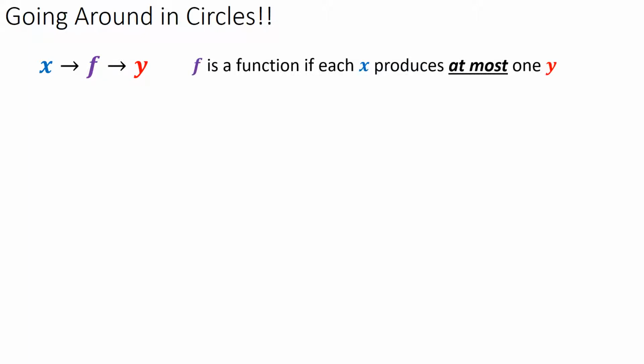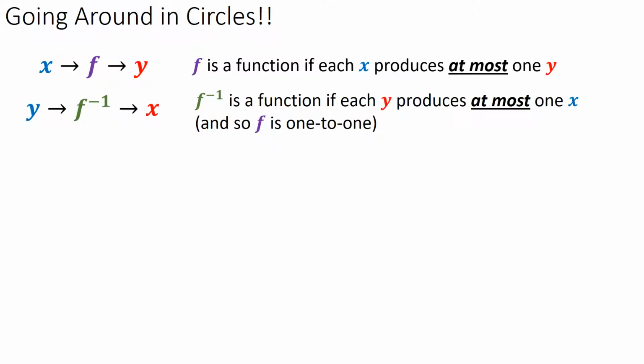Working with functions and their inverses is a little bit like going around in circles. Let's see what we mean by that. If we start with x, we put it into f, and we get some y value. And so we know that f is a function if each x value that we put in produces at the most only one y value. If we take a y value and put it into f inverse, we should get back the original x.